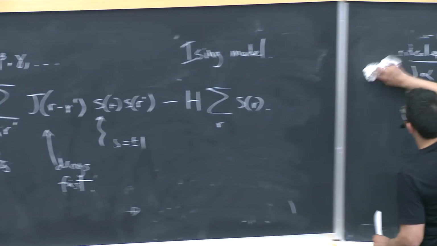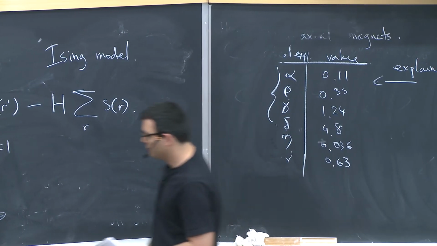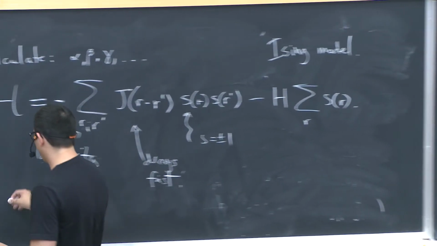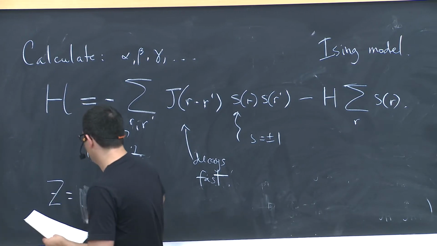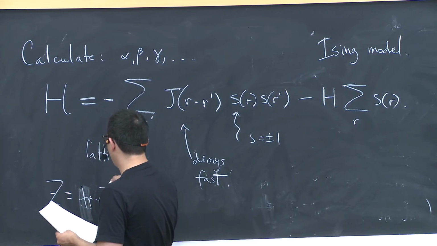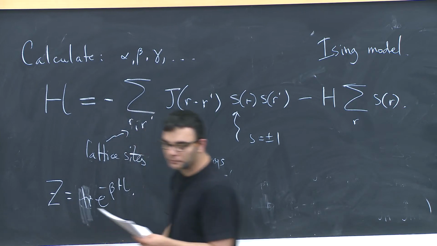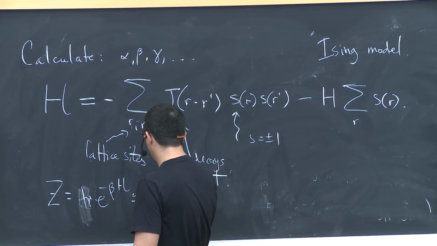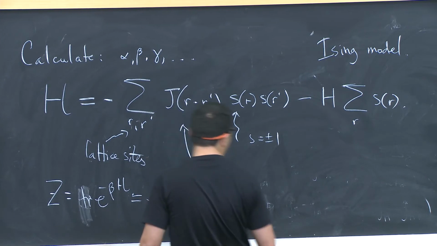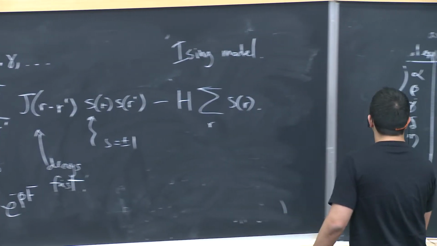And of course, we should compute the partition function. In statistical physics, we can calculate the partition function, which is the trace of e to the minus beta times the Hamiltonian. After we do this calculation, this is e to the minus beta times the free energy. Okay.